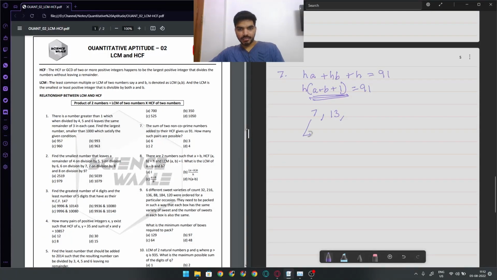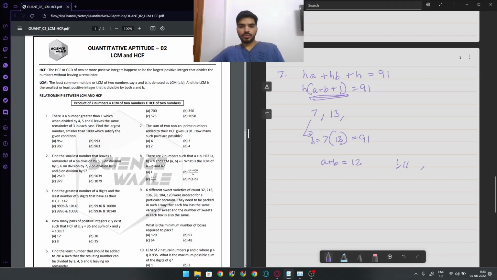Now for 7, that means 7 into something. Something is 13 only, because 7 into 13 should be equal to 91. H is equal to 7. So A plus B plus 1 is equal to 13, that means A plus B is equal to 12. Now A and B are two co-prime numbers with sum 12. 1 and 11, actually it can happen. Yeah, they are co-prime, because with 1 we do find co-prime. I made that mistake earlier, I said 1, but we do say it is co-prime.